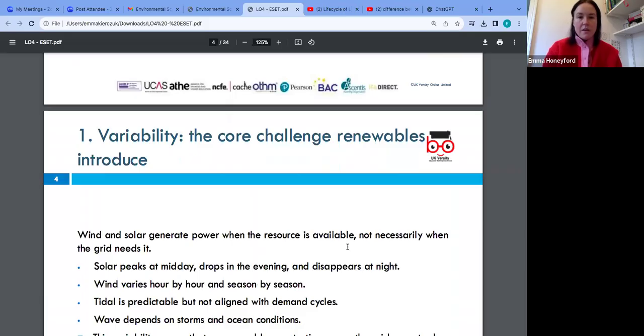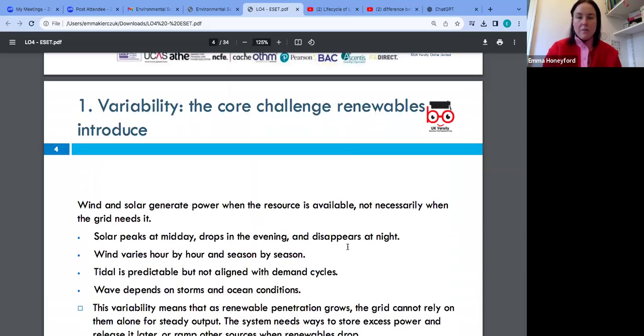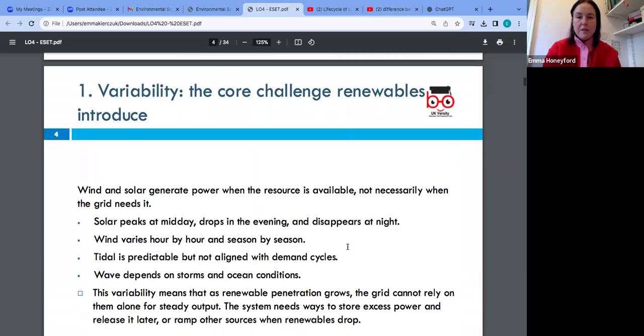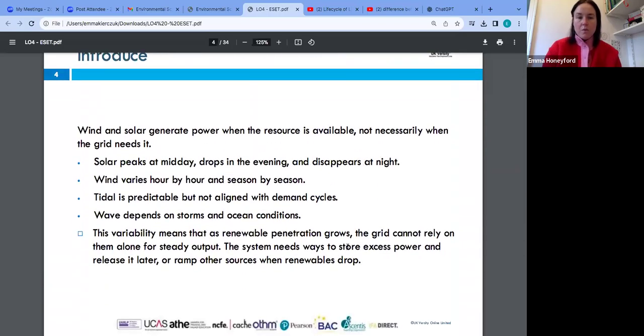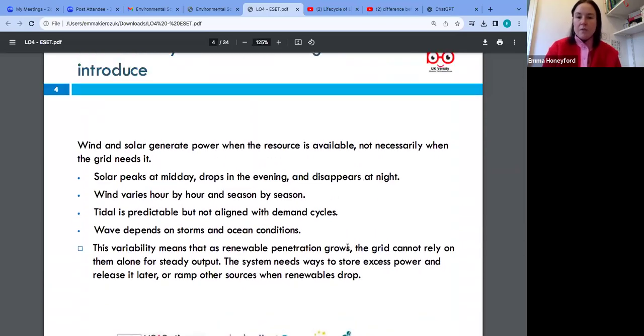So we can break it down into those three areas. In terms of variability, the core challenge that renewables present us with: wind and solar generate power when the resource is available, not necessarily when the grid needs it. We can't just push a button and expect it to be there all the time. Solar energy peaks at midday, drops in the evening and disappears at night. Wind varies hour by hour.